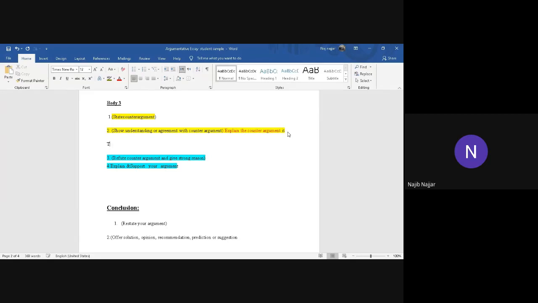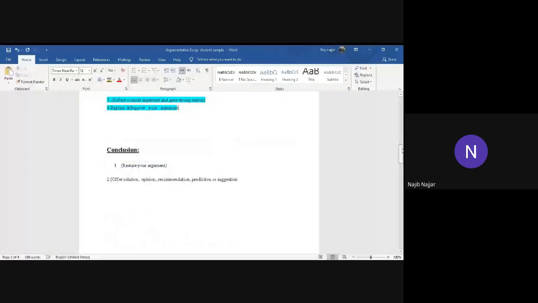Transition. I'm going to highlight this one. I'm going to write it here and bold it up. So you write a transition like however, on the other hand, in contrast, whatever. When you write the transition here, refute the counter argument and give a strong reason. Here we go back to the author's argument and then we give a reason, then we explain and support our argument. I suggest every time you finish something, you go back to the sample essay I gave you and check it out. Let's go together to the final part, which is the conclusion.